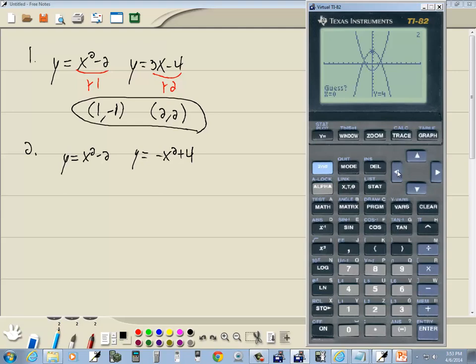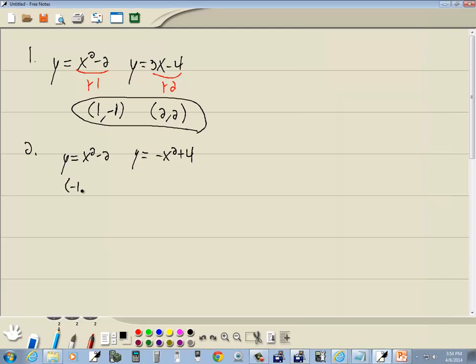And now I'm going to use my left arrow to move my flashing cursor over closer to the one I'm trying to find. I'm trying to find this one, so that's good enough, and I press Enter. Then we get negative 1.73 and 1. Negative 1.73 and 1 is our first answer.